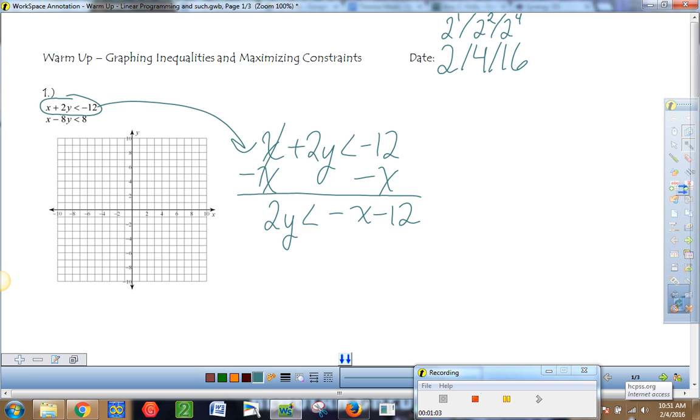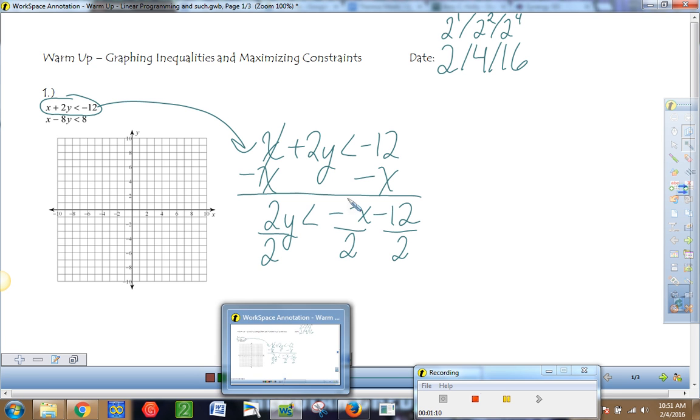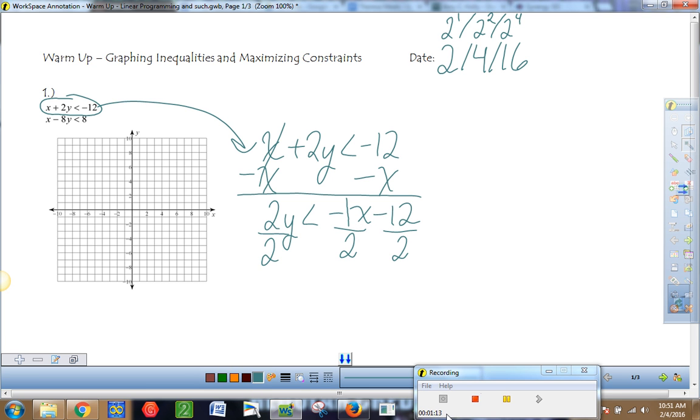Divide everything, right? All three pieces get divided by 2. Even the x. And if it helps you to put the little 1 there, I like doing that. I think that's pretty helpful. So this ends up being a negative 1/2 x. And then what does this guy turn into? 6. Alright, so how do I graph this?